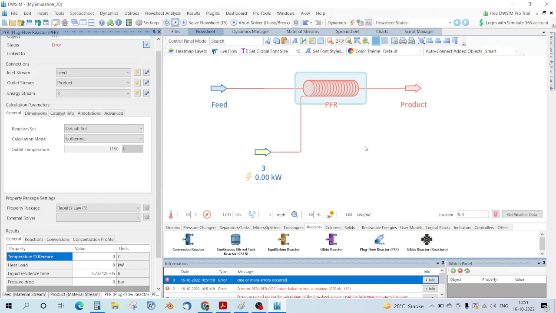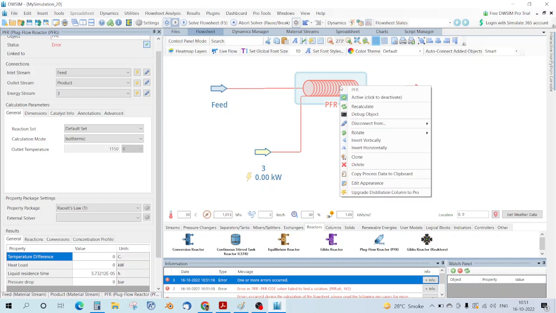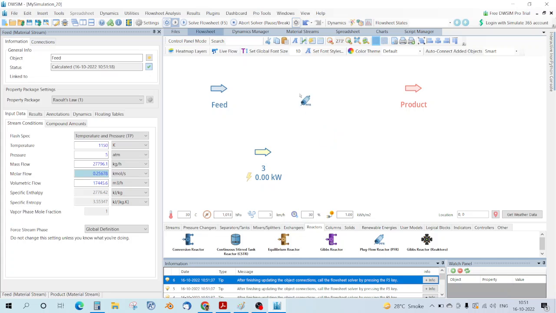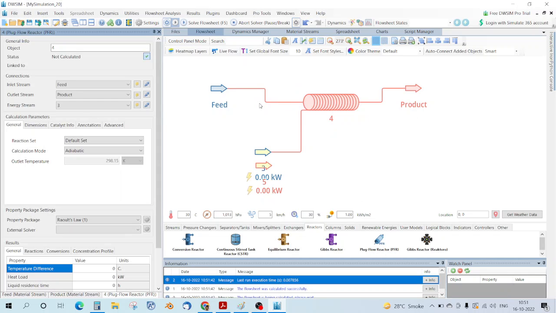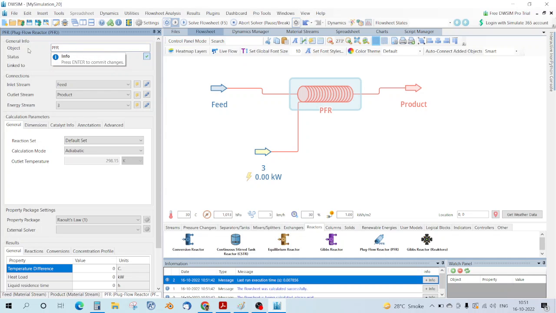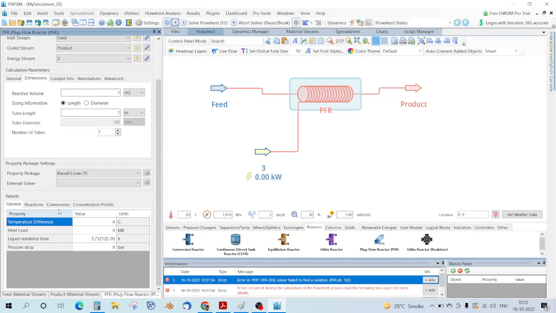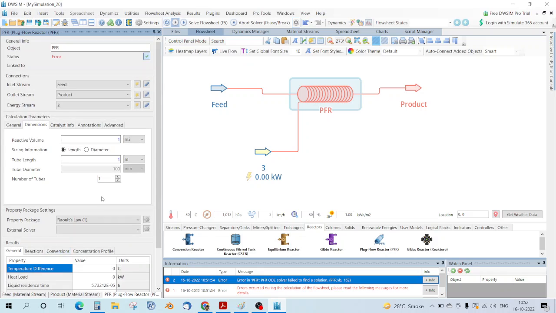Let me again make the PFR. Let's delete this, I think it's kind of a bug. Let's delete it and put it again. Okay, PFR, and yes, now we have R1 and it would be isothermal. Now we need to mention the dimensions. So here this is the important thing, that we need to guess a particular volume, and according to this volume we will get a particular conversion over here when we run it.